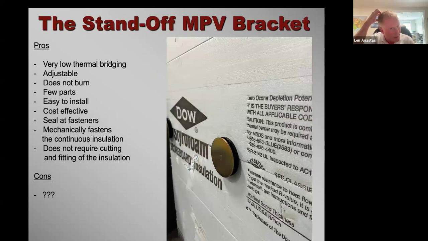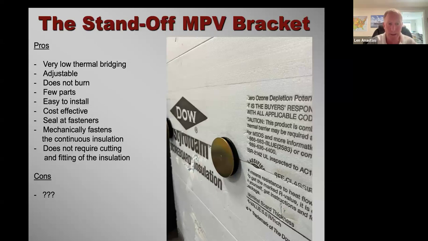Very low thermal bridging. I had it engineered so it can be spaced 1 foot by 4 foot. So I have a 3/8 diameter piece of metal going through your continuous insulation every 5.32 square feet. I built in an inch of adjustability. It's metal, so it doesn't burn. There are few parts, easy to install. It's very cost effective. The feedback I'm getting is we're the most cost effective system on the market right now. Con: you have to seal the fasteners fastening it to the wall because we have a flat plate.